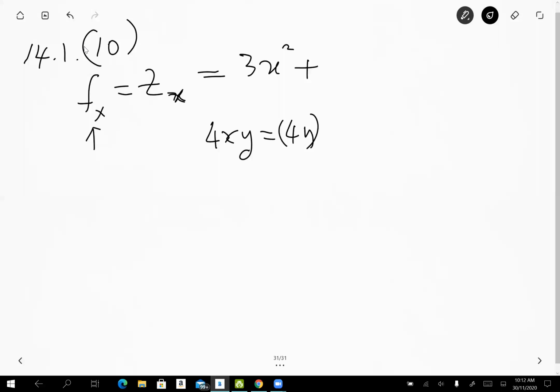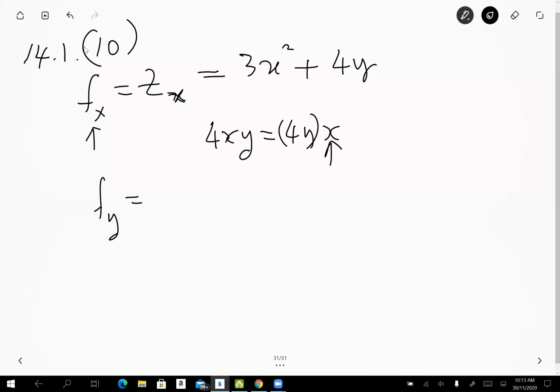Okay. And then you have the x. Just differentiate x. So what do I get? I get x to the power of 0. So 1. So this becomes 4y. Okay. All right. Good. Now what about fy? You take the derivative with respect to y. Okay. So you got the term number 2 for xy. So what is the derivative?